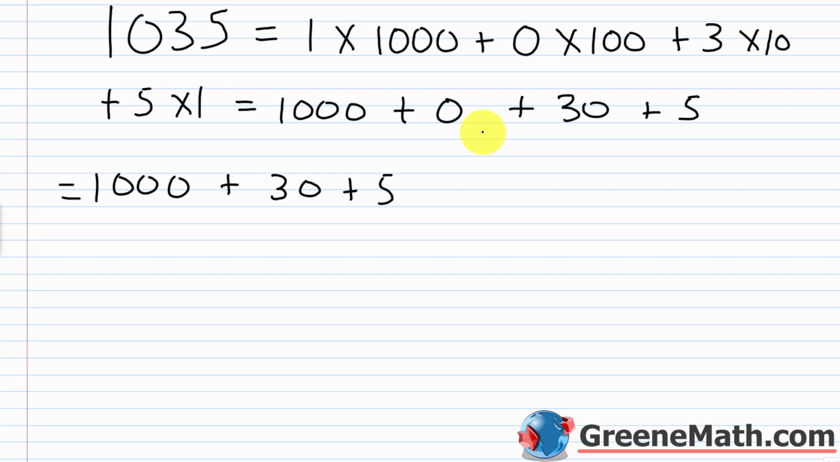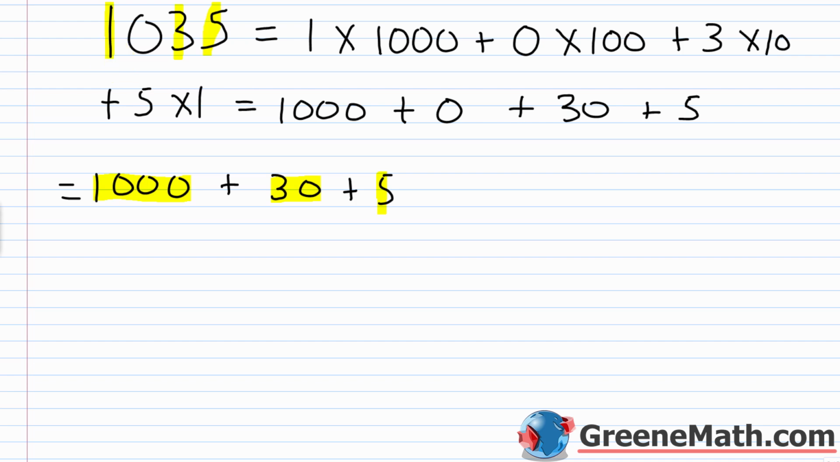So essentially, when we write a number in expanded notation, you can see that it's emphasizing the place value of each digit. This 1 has a value of 1,000. This 3 has a value of 30. This 5 is still a 5. The reason this is still a 5 is because it's in the ones place. 5 times 1 is just 5. The reason this is a 30 is because it's in the tens place. 3 times 10 is 30. And the reason this 1 is 1,000 is because it's in the thousands place. 1 times 1,000 is 1,000. So it's a pretty simple concept overall.